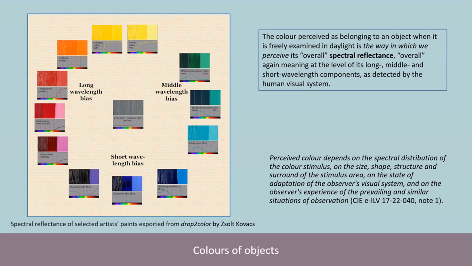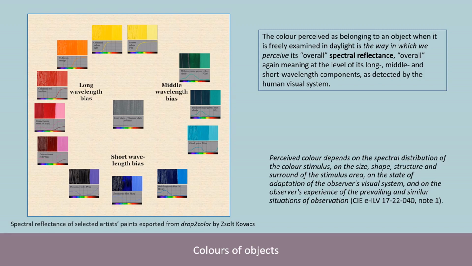So what about object colours? As with colours of lights, our perceptions of object colour are not based on instrumental measurements, but on the responses of the human visual system, and are therefore shaped in part by the characteristics of that system. Since we can only perceive spectral reflectance at the level of its three main spectral components, the colour we perceive as belonging to an object when it's freely examined in daylight is the way in which we perceive its overall spectral reflectance. Overall, again, meaning at the level of its long, middle and short wavelength components, as detected by the human visual system.